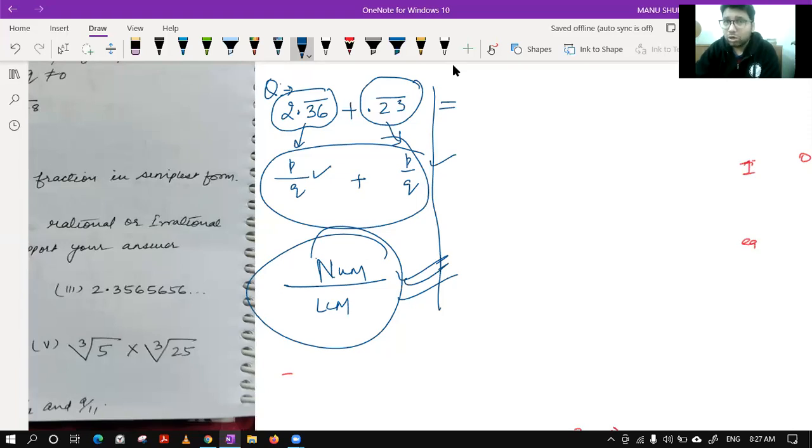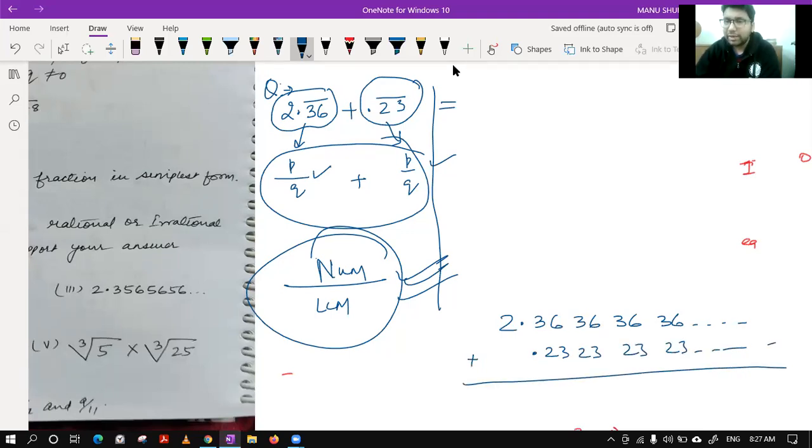This repeating block, what is happening to it? Let's see in the real picture. The first number is 2.36363636 and so on. The second number is 0.23232323 and so on. So you can understand, just adding at this step also is not hurting or changing anything. That repeating block will change, but that will also be correct.